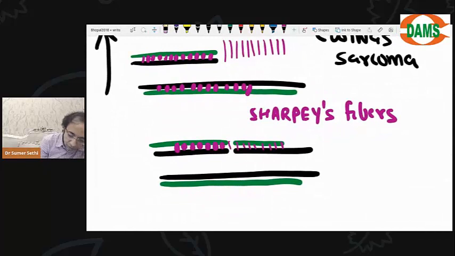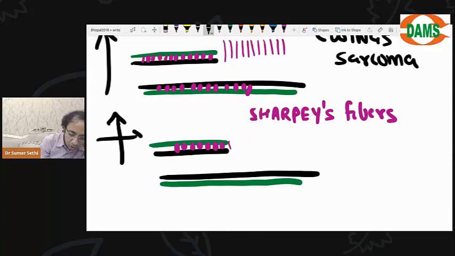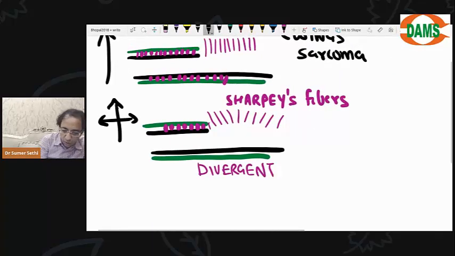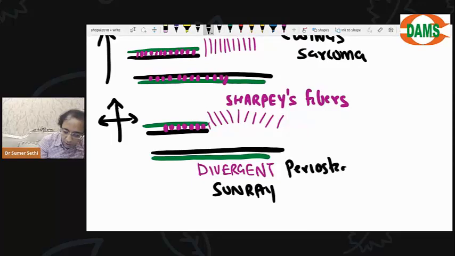Imagine a tumor which grows aggressively, destroys the bone, destroys the periosteum, grows both in horizontal and vertical direction. What will happen? Now the Sharpey's fibers will not only be stretched, they will also be stretched apart in a divergent fashion. And this is what is popularly known as the sunray appearance. Sunray appearance is nothing but a divergent periosteal reaction seen along the Sharpey's fibers in osteogenic sarcoma.